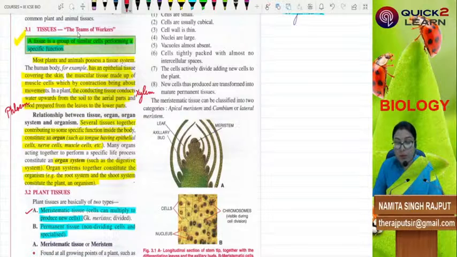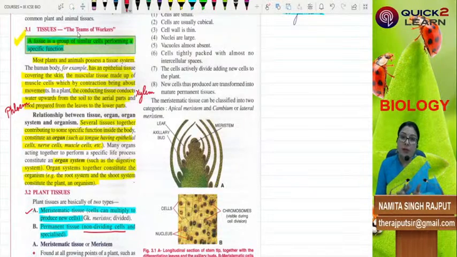Then permanent tissues are non-dividing cells. There's another kind of tissue, the permanent tissues. Those meristematic tissues which get converted into permanent tissues are non-dividing. That is, permanent tissues do not divide and they become specialized to perform certain functions. Once the meristematic tissues become specialized as permanent tissues, they will not divide further, they will not reproduce. They will simply be a specialized cell performing a specific function.